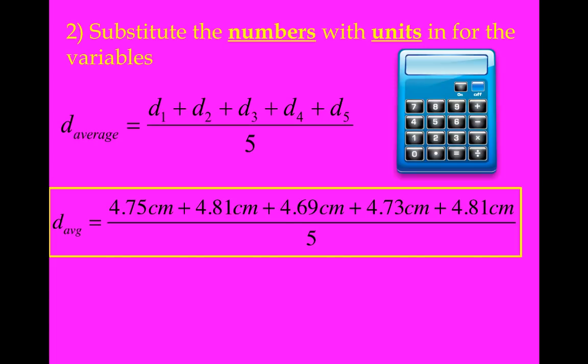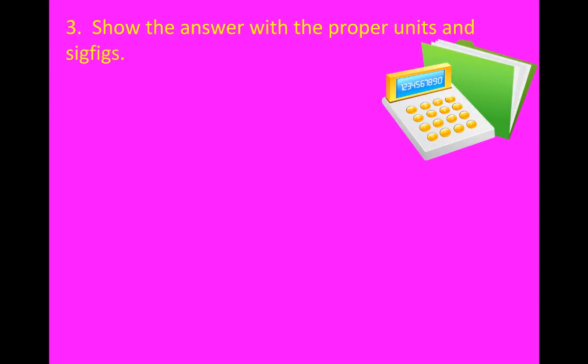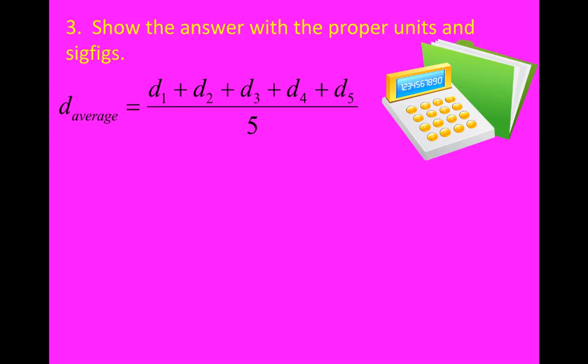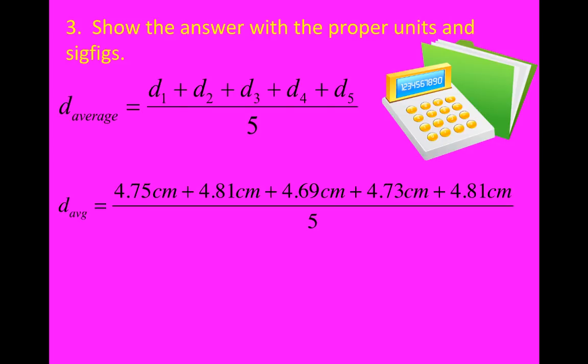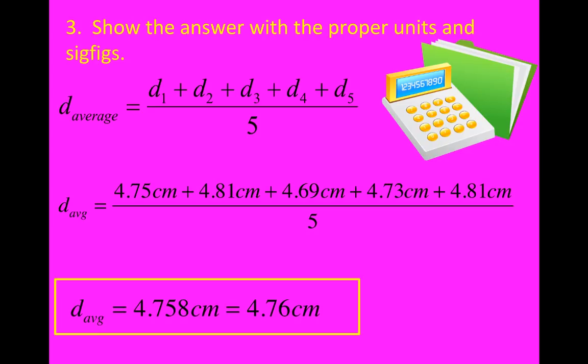So you have to substitute the numbers with the units into the variables. Please don't forget the units. You're going to lose points if you don't include the units. All right, so that's part 2. Step number 3 is to show the answer with the proper units and sig figs. So here's our formula. Here are our numbers substituted in for the variables. They have units on them. And we get this as the answer on the calculator, that the average diameter is 4.758 centimeters.